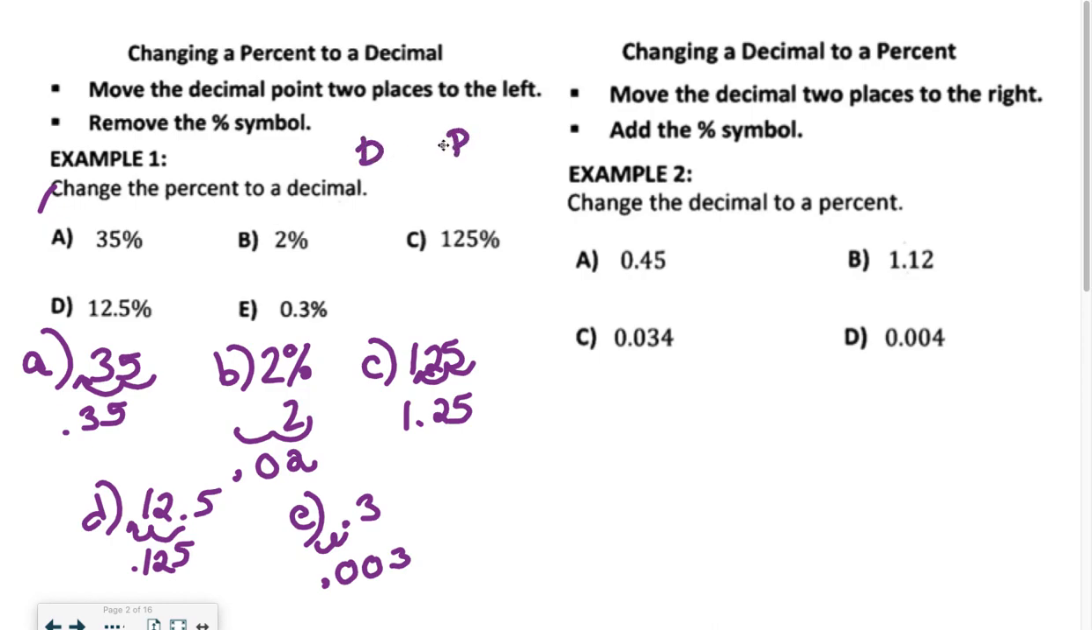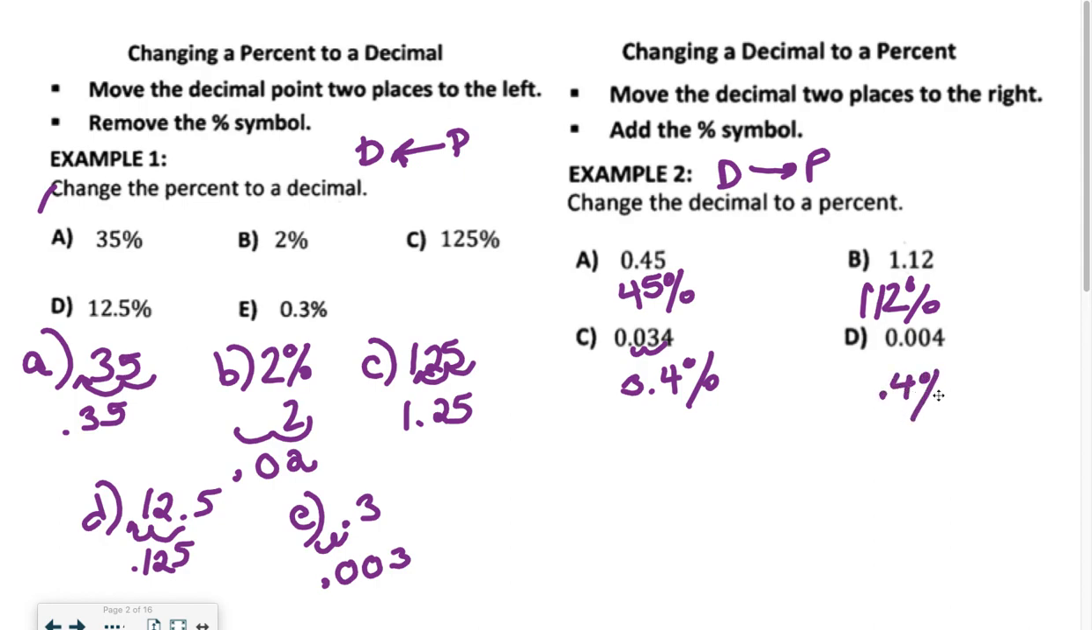So the way that I always tell people is the letter D comes before P in the alphabet. So from percent to decimal, you're moving to the left. Now, the other way would be going from decimal to percent, which would be 2 to the right. So 45% here. 2 to the right would be 112% here. 2 to the right here would be 3.4%. And 2 to the right here would be 0.4%.